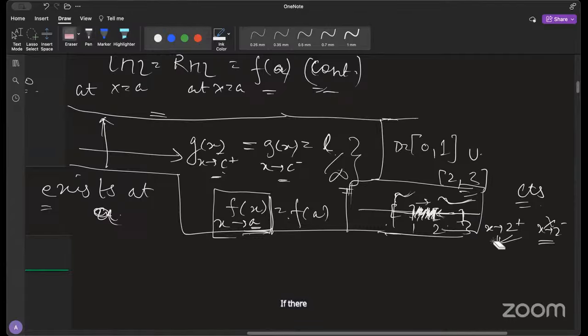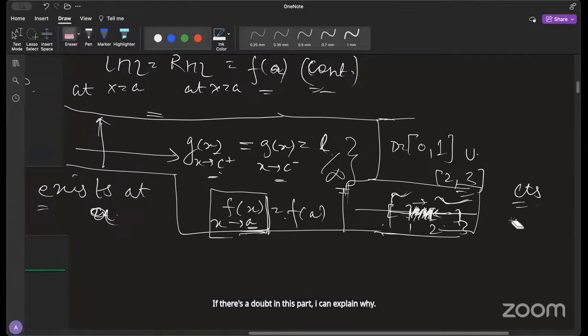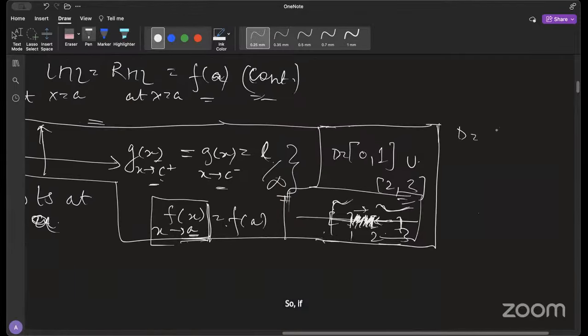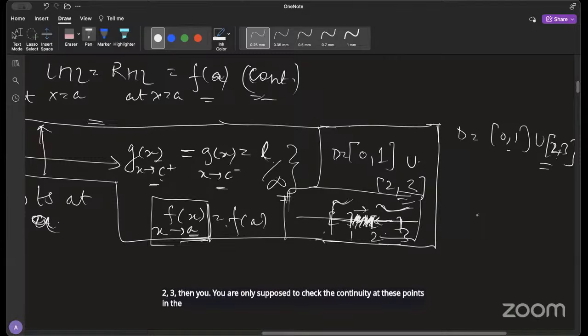If there's a doubt in this part, I can explain why, ma'am. But the graph is not continuous between 1 and 2, right? That's not how you check continuity. You check continuity at the points of the domain. So if you have domain equals 0 to 1 union 2 to 3, then you're only supposed to check the continuity at these points in the domain. You're not supposed to check continuity at 1.5 because that's not even in the domain.